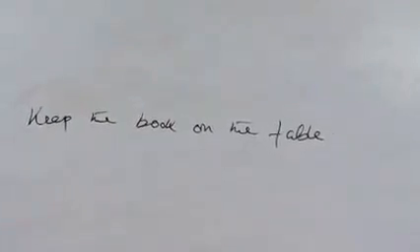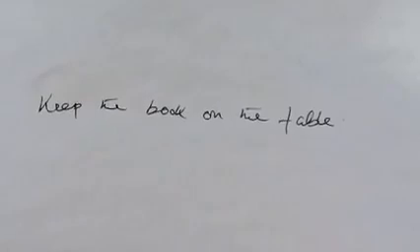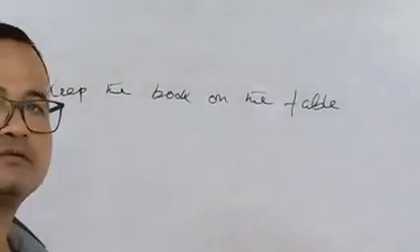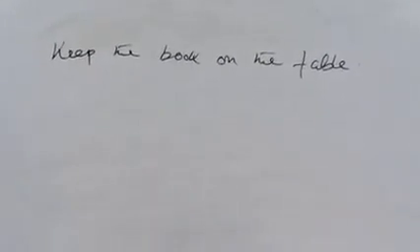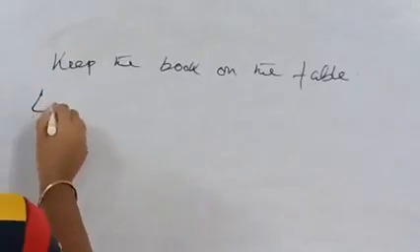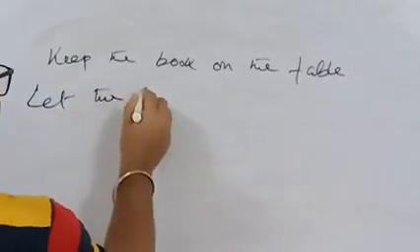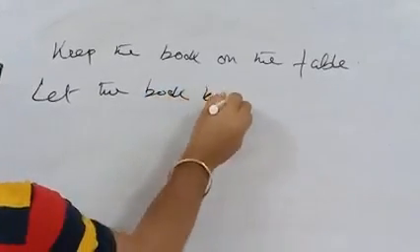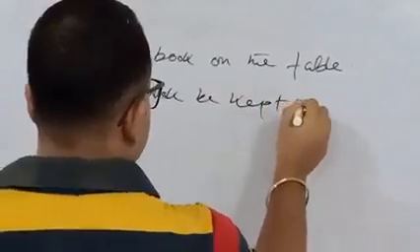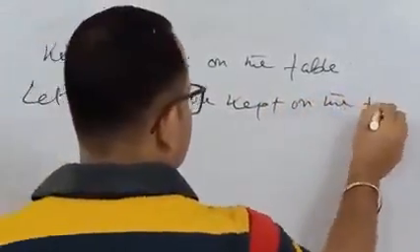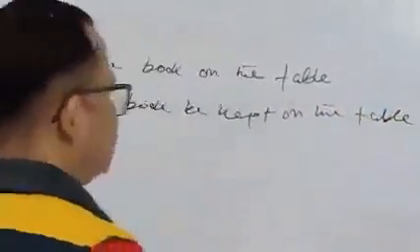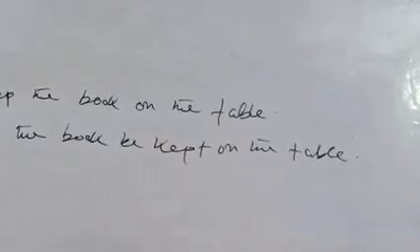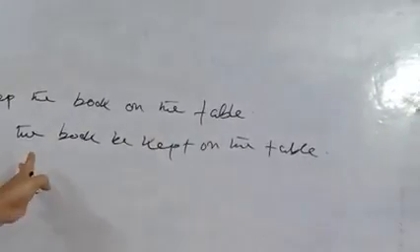Keep the book on the table. So this sentence begins with a verb, that is keep the book on the table. You can find two objects here. So you can do it like this: let the book be kept on the table. Let the book be kept on the table. You can solve this voice with the application of let.